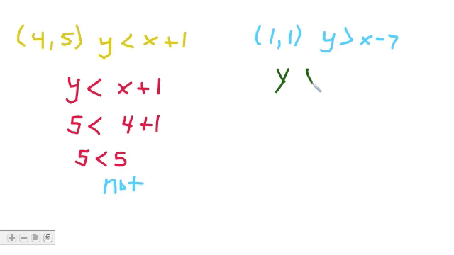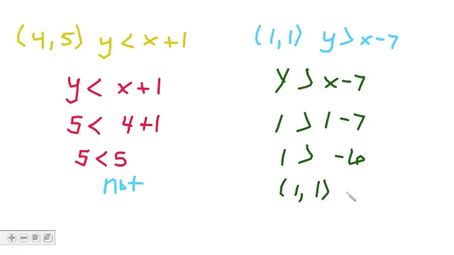We have y needs to be greater than x minus 7. My y is 1. It needs to be greater than what I get over here. So I'm going to do 1 take away 7. 1 is greater than -6. So yes, we would put 1, 1 is a solution. Okay? All right, let's go ahead and find another couple problems here.